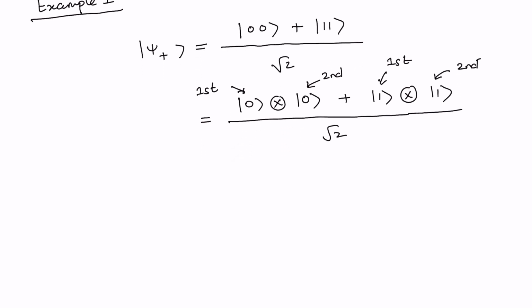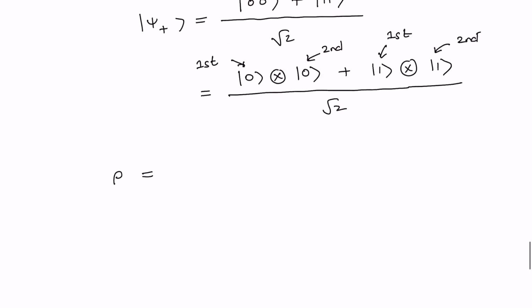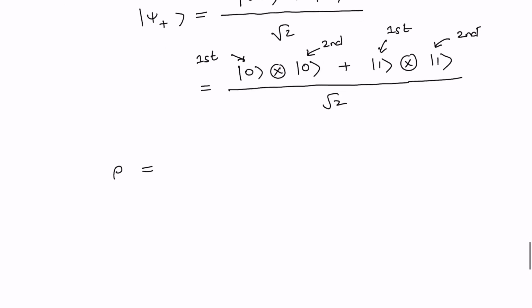So suppose now we are interested in the first qubit only, so I have to trace out the second qubit. But before I do that, first I have to find out the density operator corresponding to this ket psi plus. So density operator, let me quickly work it out.